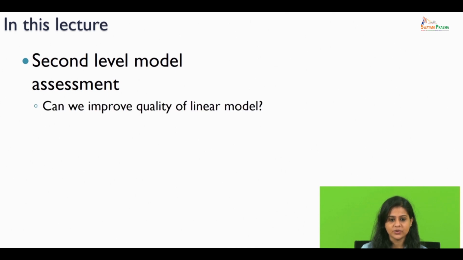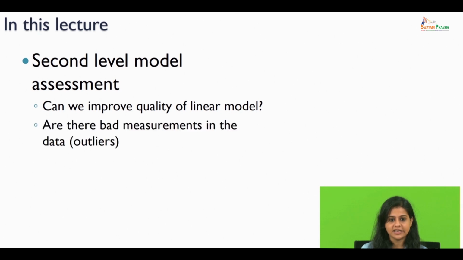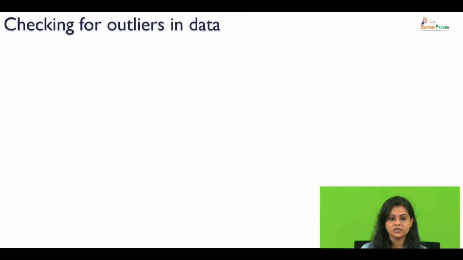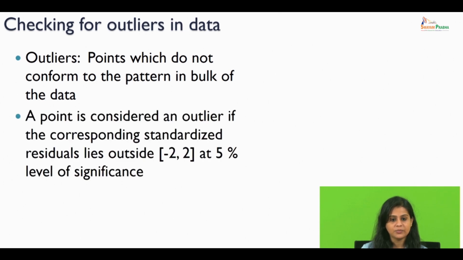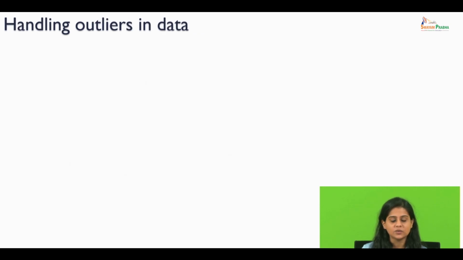As a part of this, we are going to see if we can improve the quality of the linear model and can we identify bad measurements, and by bad measurements we mean outliers. So let's see what outliers are. Outliers are points which do not conform to the bulk of the data. Now a point is considered an outlier if the corresponding standardized residual falls outside -2 and +2 at 5% significance level.